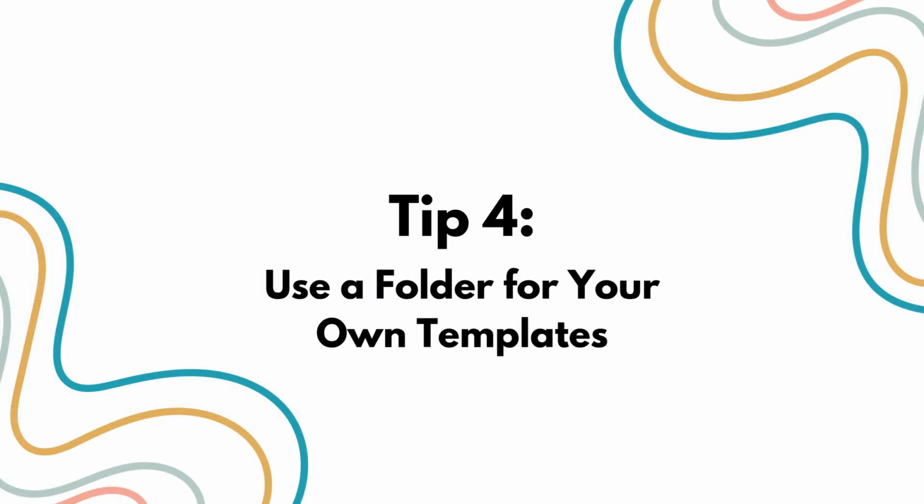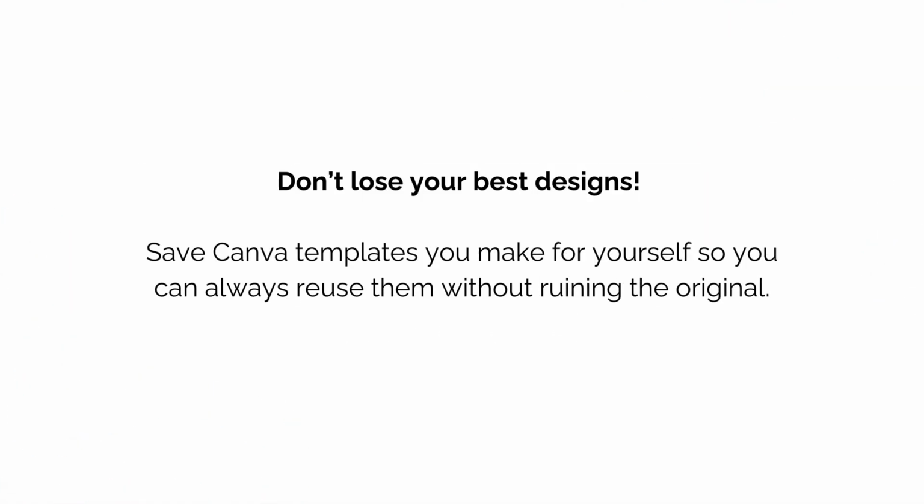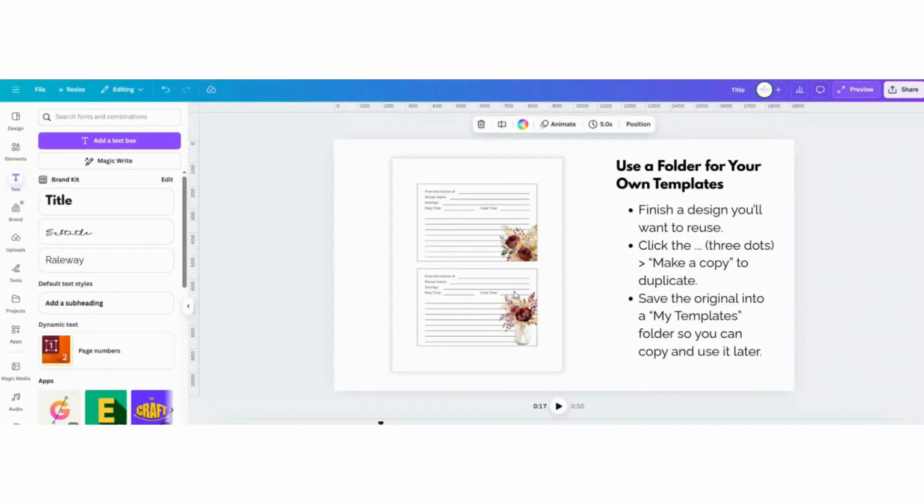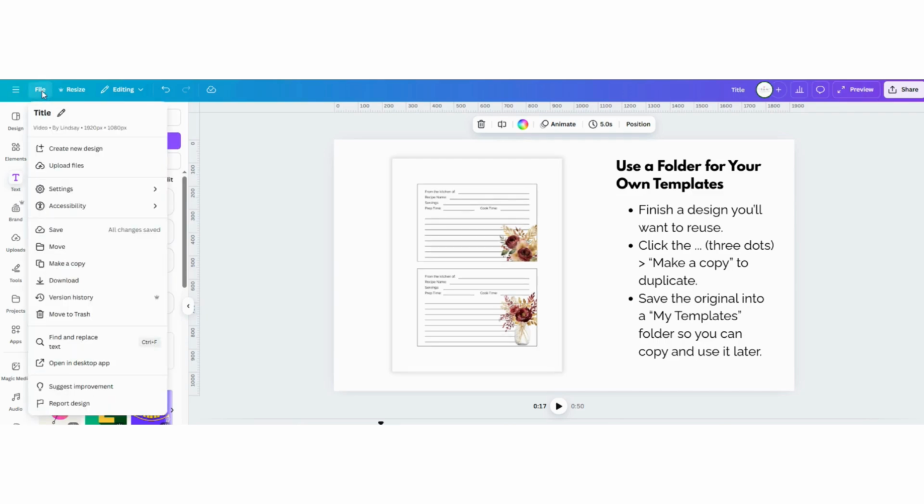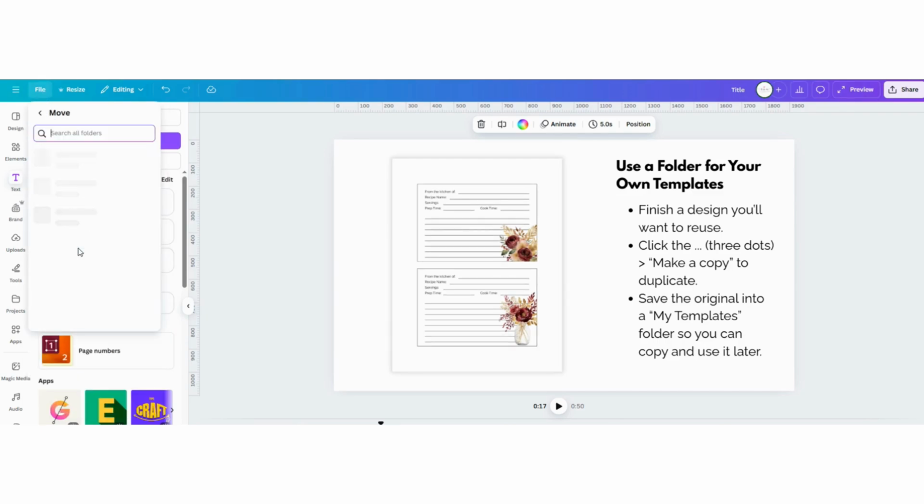Tip 4. Use a folder for your own templates. Create a design you want to use as a template. Go to File, then Move, to add it to your own templates folder. If you haven't created a templates folder yet, click on All, then Create, and make one. This will let you preserve the original and help you find it easily when you need it.